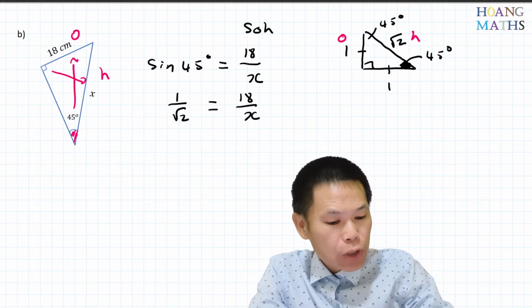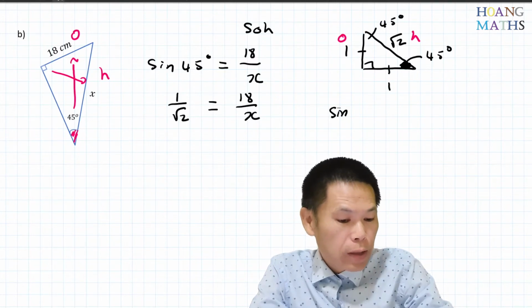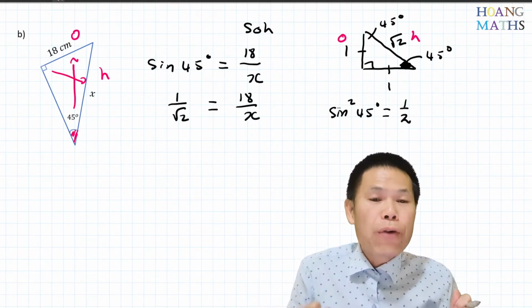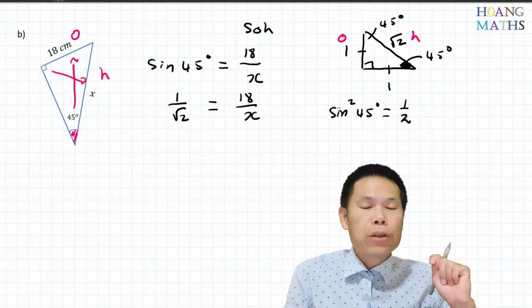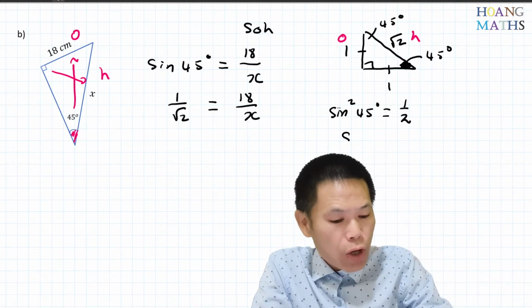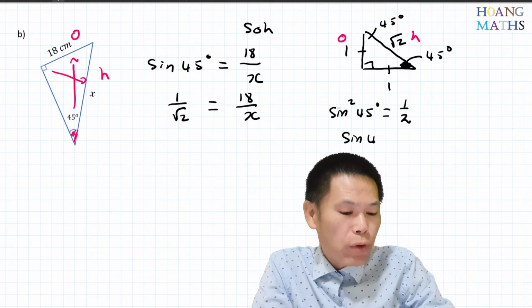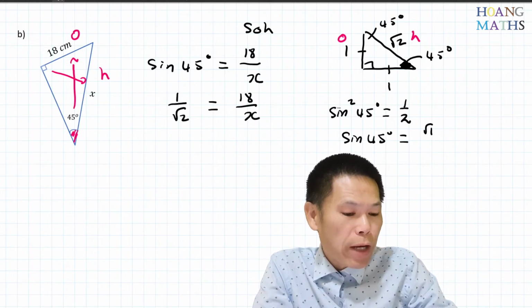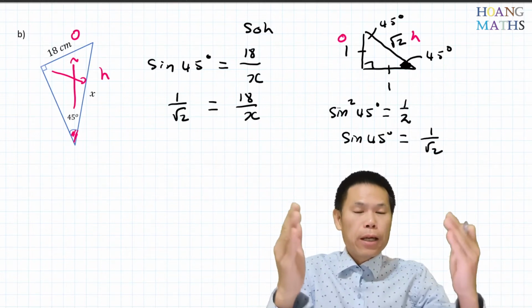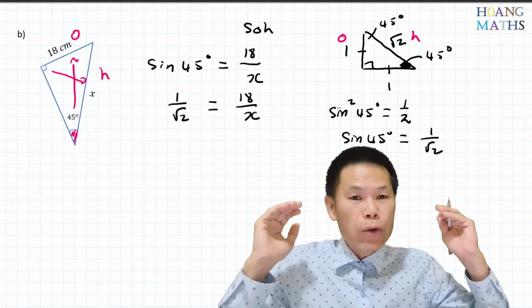Let me write it down. So sine squared of 45 degrees is a half. But we do not want sine squared of 45, we want sine of 45. So you know that you square root both sides. Sine of 45, because the square root and square cancel out. So then that becomes square root of 1 over square root of 2. But then square root of 1 is 1. There you go. So the answer is 1 over root 2.